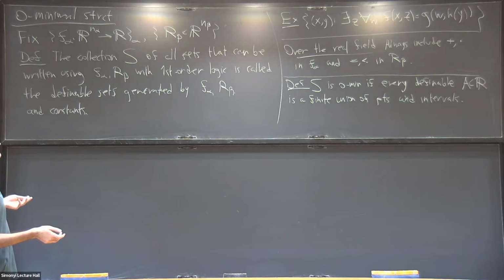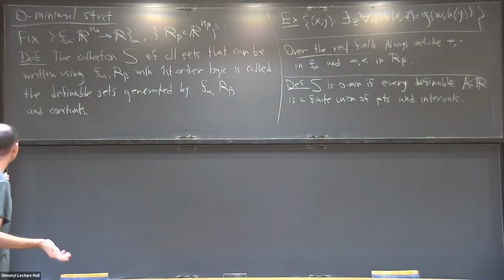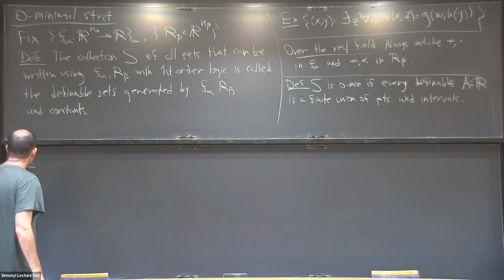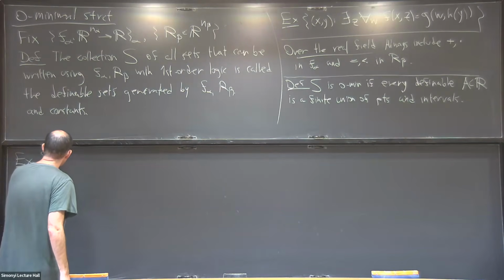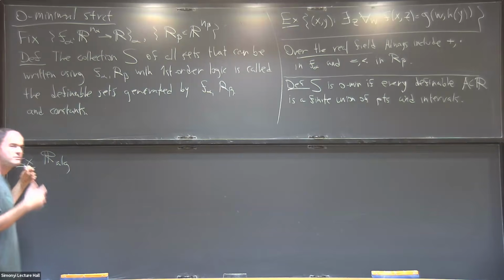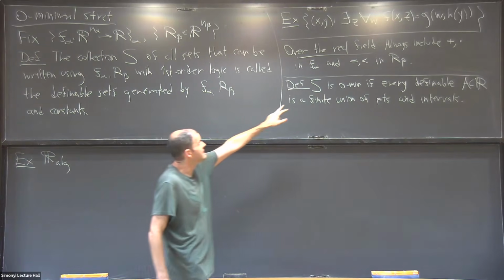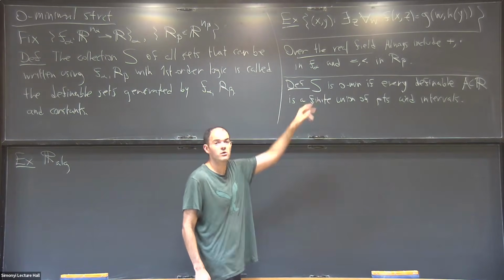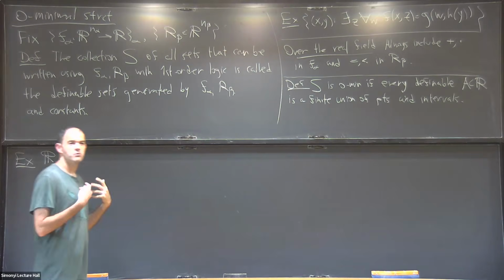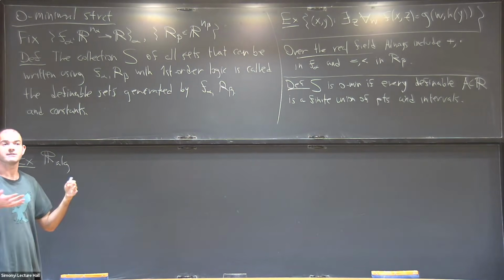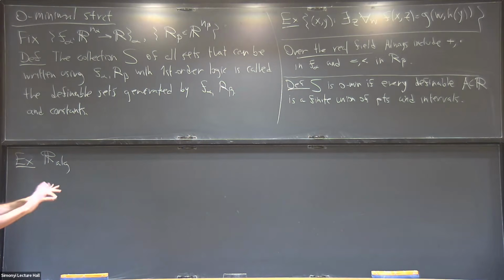Okay, so what is the first example, the smallest example? It's what is called R-alg. So this is an example of an o-minimal structure, R-alg. This is the smallest one. What do I mean by the smallest? When I define an o-minimal structure, I said it has to contain these field operations and equality and inequality. So certainly anything that you define using these would be in any o-minimal structure over the real field. So the smallest one would be where I don't put in anything else.